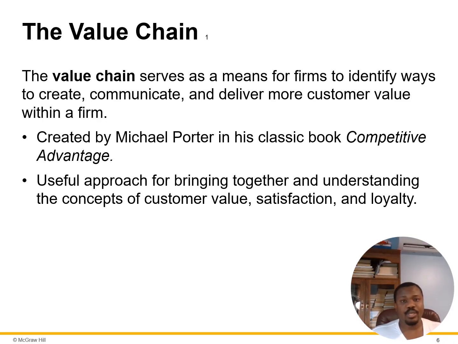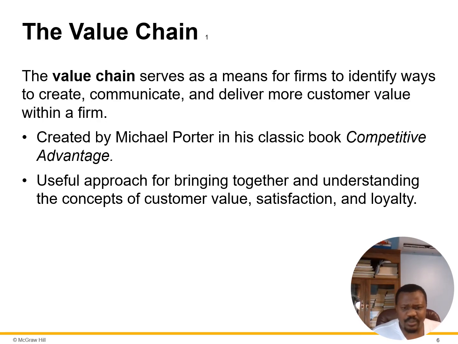The value chain serves as a means for firms to identify ways to create, communicate, and deliver more customer value within a firm. So with the value chain, you create, you communicate, and deliver more customer value within a firm. It was created by Michael Porter in his classic book, Competitive Advantage.